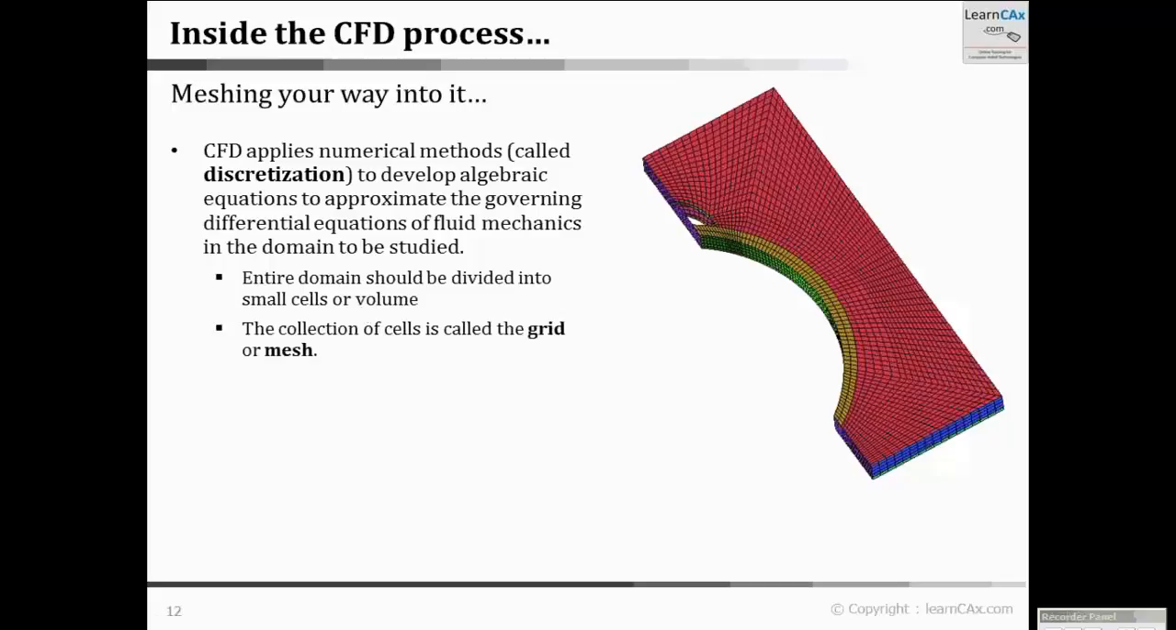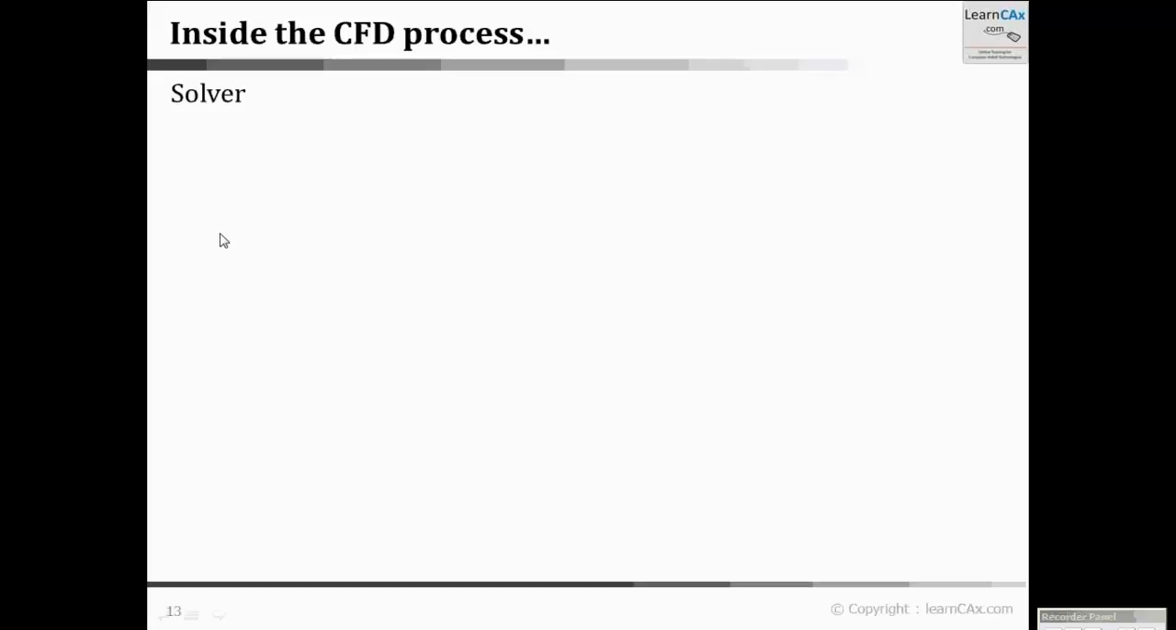So we divide the entire domain into small cells or volumes called grids or mesh, and the equations are solved in each of these meshes. This is applicable for the finite volume method.